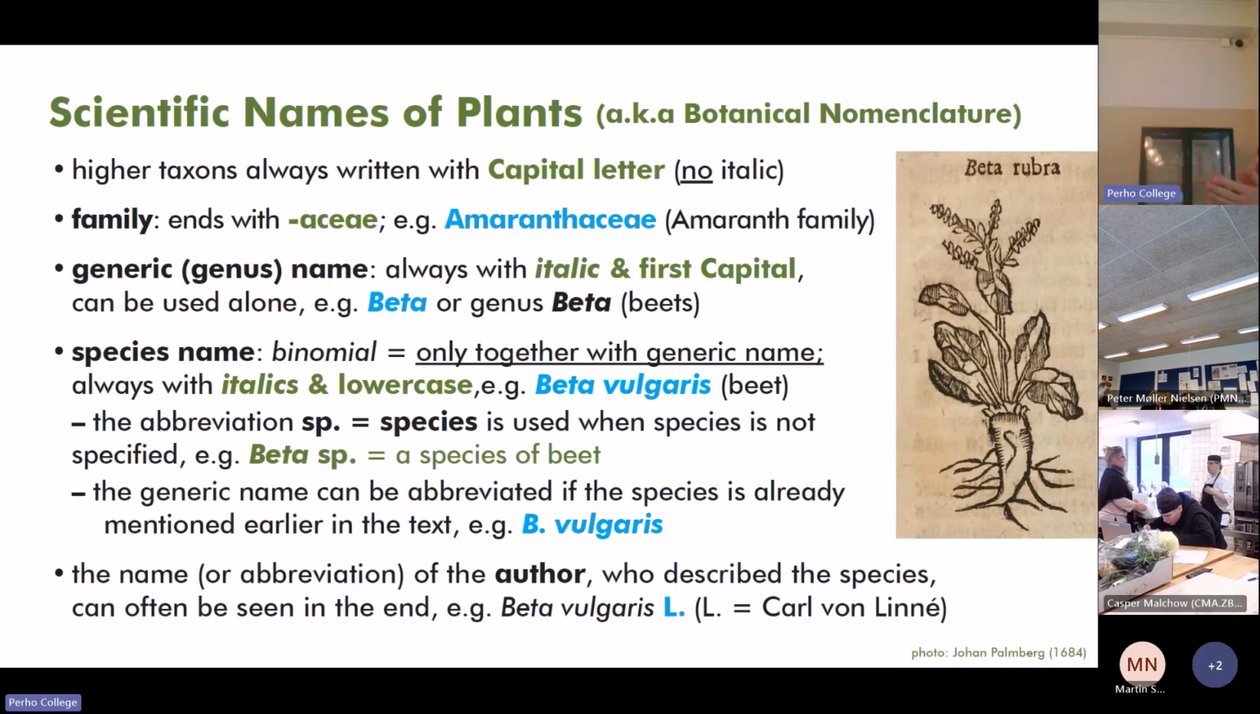The abbreviation of species is sp., which comes from the Latin species. It can be used when the species is not specified. For example, Beta sp., a species of beets. The generic name can be abbreviated if the species is already mentioned earlier in the text. For example, B. vulgaris. We know that we're still talking about Beta vulgaris.